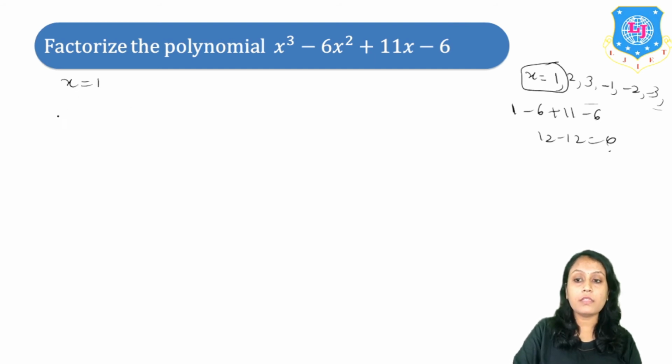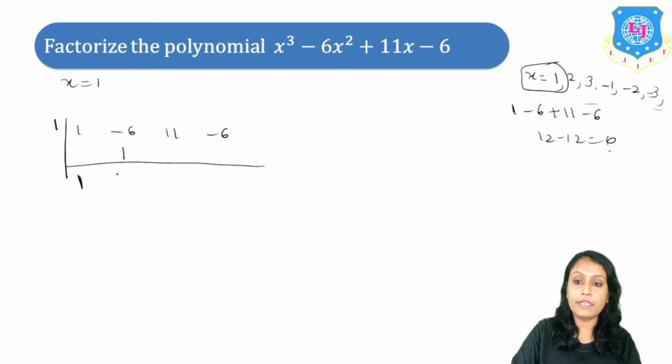Now we will use the synthetic division method to solve this further. For that we'll keep this 1 outside and we'll write the coefficients over here. So the first coefficient is 1, then minus 6, 11 and minus 6. Okay, the next step is bring this 1 down over here. Now this 1 we will multiply with the outside 1. So 1 into 1 gives you 1. We'll write it over here. Then minus 6 plus 1, here we need to add them. So it will give you minus 5.